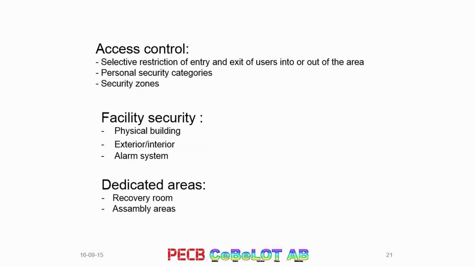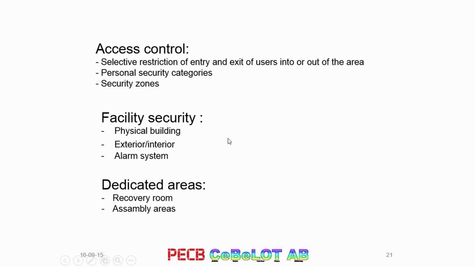Access, we are not going deeply into all of these, just some few points that I think is important. Access control means that you have selective restrictions of entry of users in and out of the area, of course. Not everyone can go in and out. Should just be maybe the management and the recovery teams, and also the security categories of personnel. Could be several categories of persons that can enter all the area or some of the area, that can enter the security zones, or maybe not.